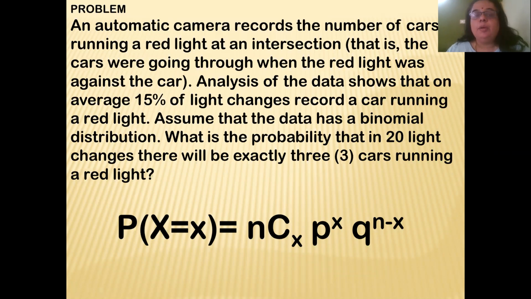I am Dr. Poonima AS and I am going to teach you how to solve a problem using the binomial distribution formula. So let us now understand the problem.